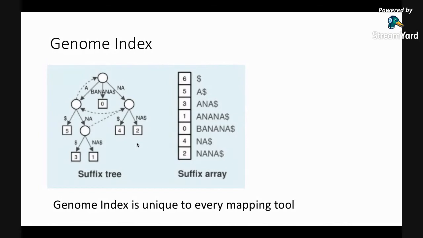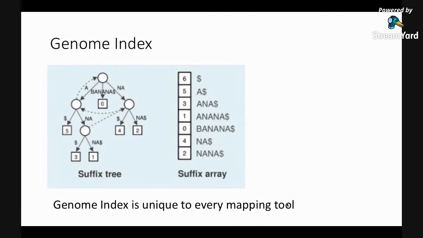You don't have to understand how it's done. I have absolutely no idea how it's computationally done. The only thing that you need to know is that for each of the mapping tools, there is a unique index because every mapping tool is a unique algorithm. It's essentially a search algorithm. So the index that you use is going to be unique to the mapping tool. And of course, it's going to be unique to the species and then unique to the version of the genome that you're using.